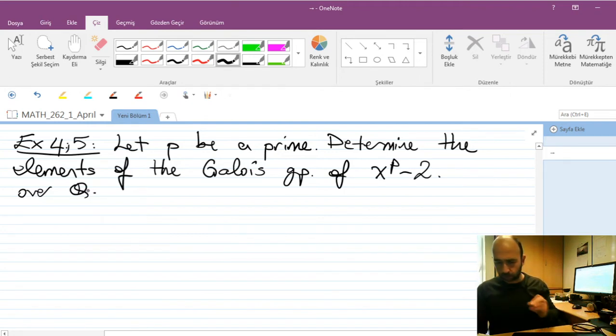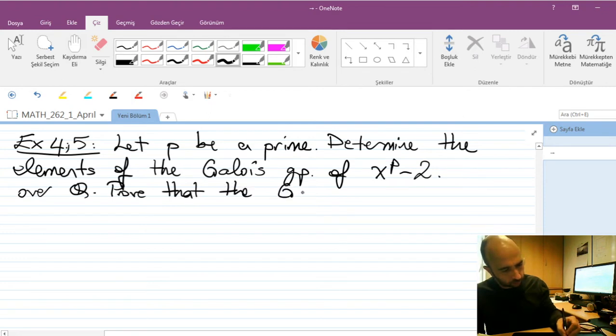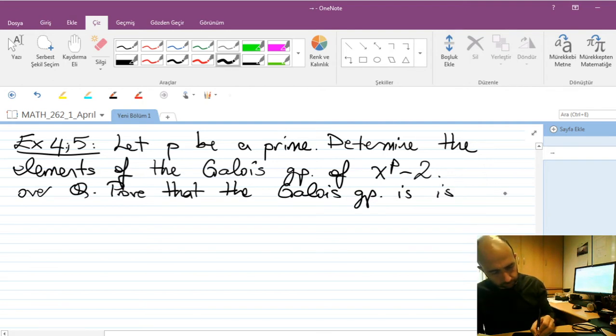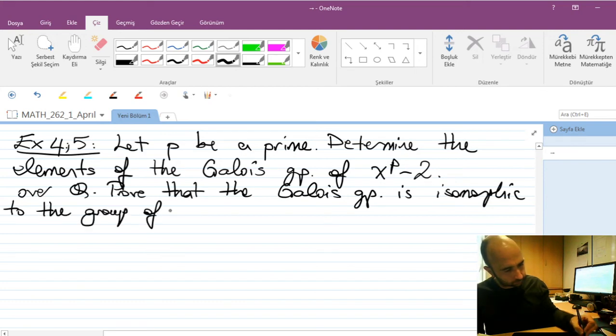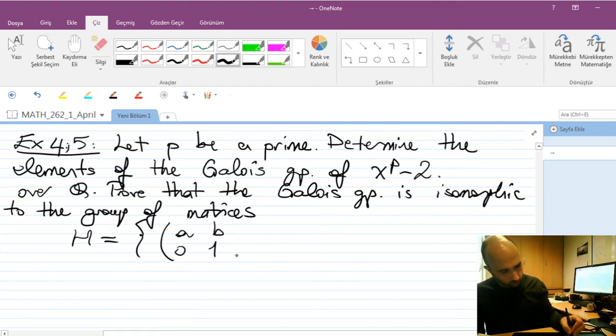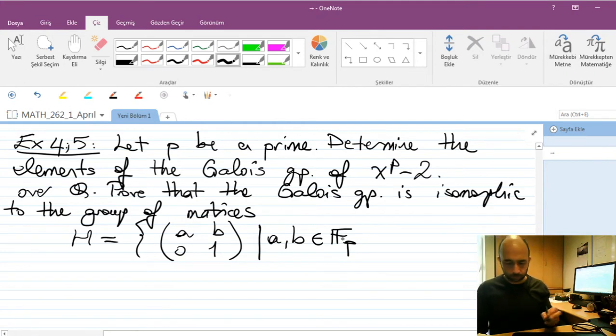And exercise 5, let me continue here. Prove that the Galois group is isomorphic to the group of matrices, let me say H equals, so these are 2 by 2, (a, b; 0, 1), where a and b are in F_p and a is non-zero. So a and b belong to the finite field with p elements.